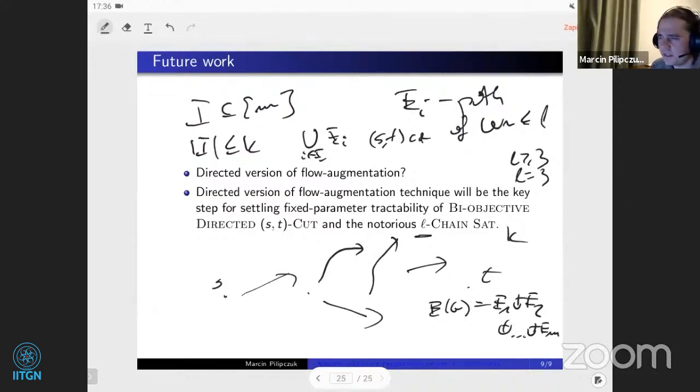So we expect it to be FPT, and our conjecture at the moment is that there actually exists a directed version of flow augmentation, maybe a bit weaker version, but still. If you know that the solution to your chain set contains a minimum ST cut, then it's not that hard to make an FPT algorithm. So a good version of flow augmentation for directed graphs would solve the chain set problem, and that's our conjecture why it's FPT, but we don't know how to make a directed version of flow augmentation.